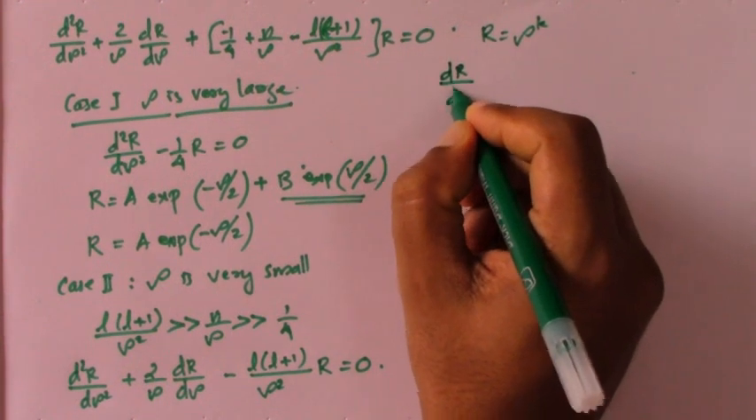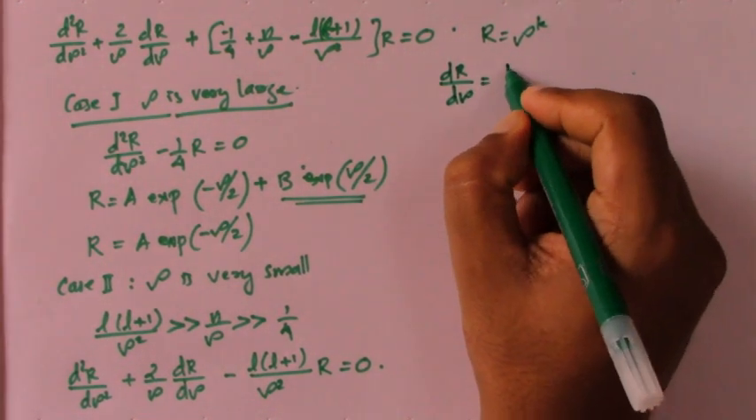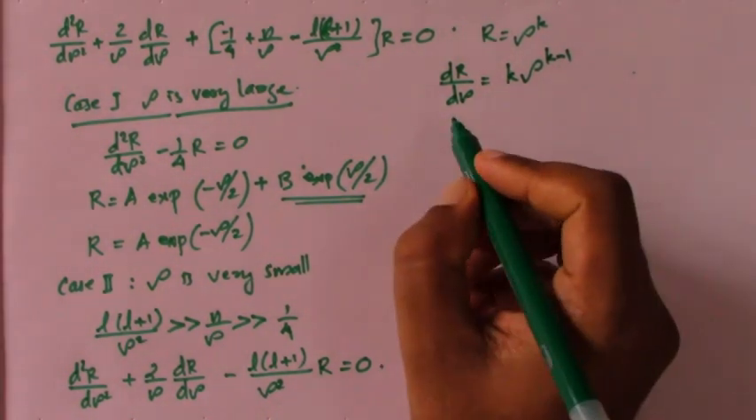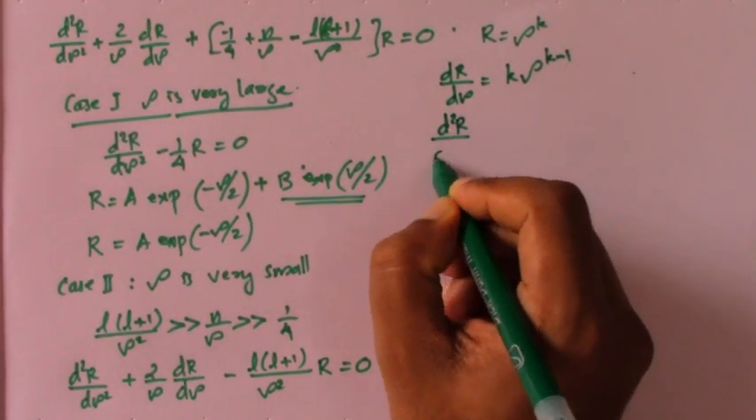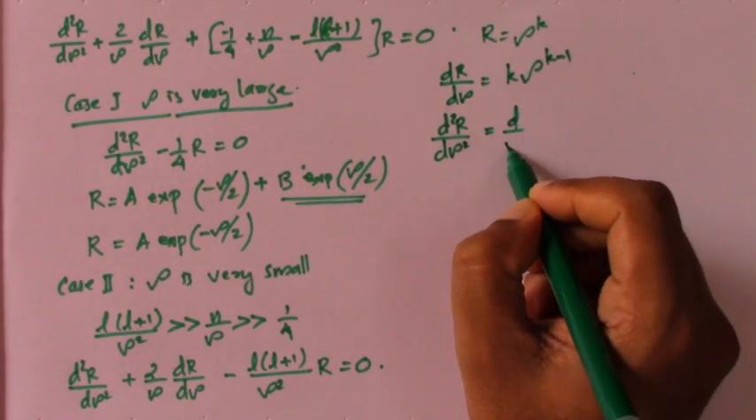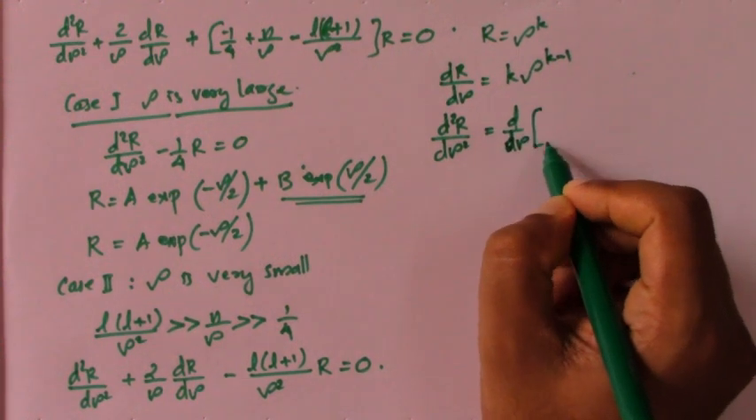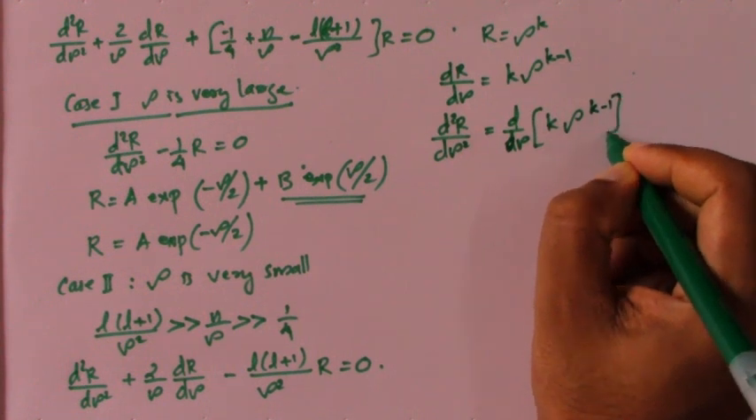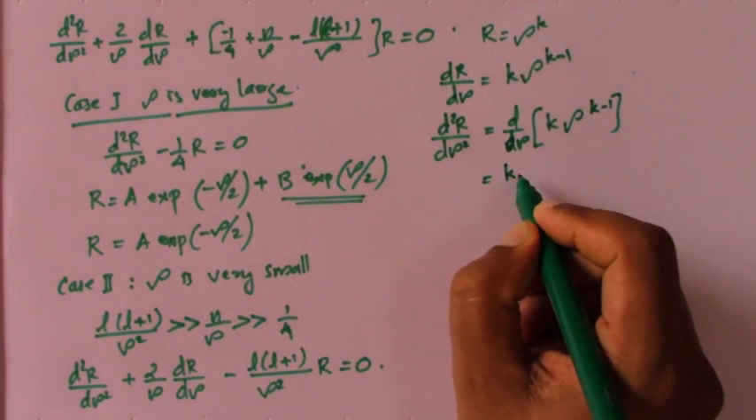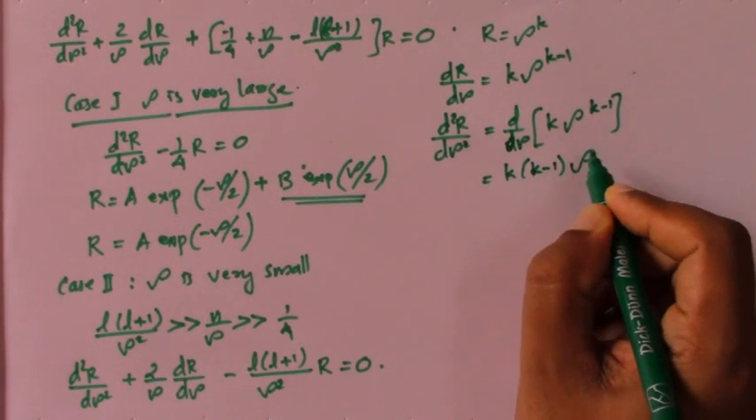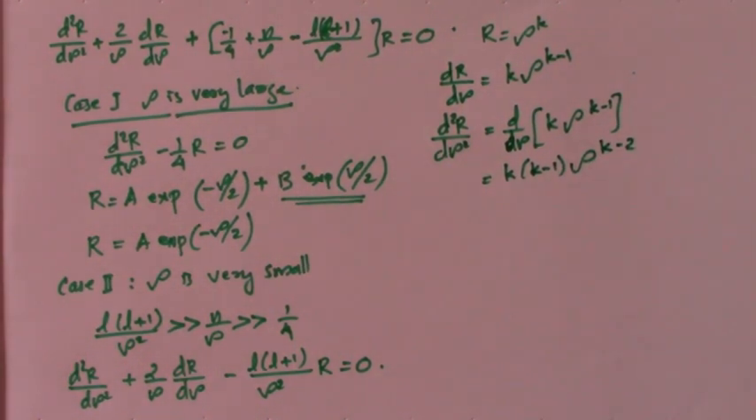When r is equal to ρ^k, we can find dr/dρ. dr/dρ is equal to kρ^(k−1). What is d²r/dρ²? d²r/dρ² is d/dρ of dr/dρ. dr/dρ is kρ^(k−1), so that is equal to k(k−1)ρ^(k−2), that is d²r/dρ².